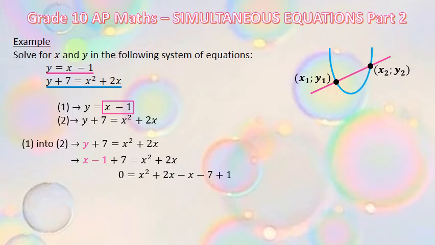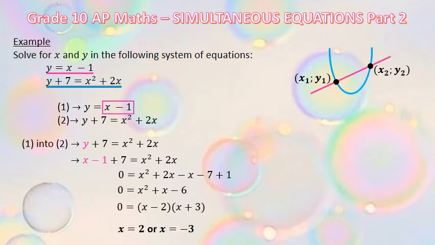Let's take everything over to the right-hand side of the equation so that we're just left with a 0 on the left. And we'll see that we now have x squared plus 2x, take away the x, add the 1, and take away the 7 to get a trinomial, which is x squared plus x minus 6. We can factorize this trinomial and solve for x, and you will see that x equals 2 or x equals negative 3.